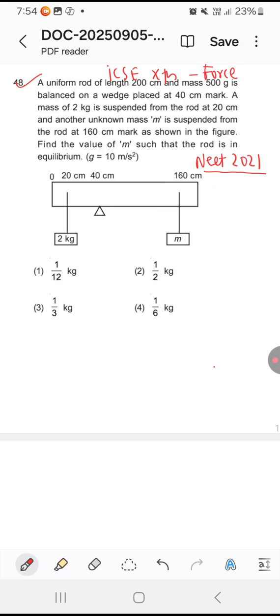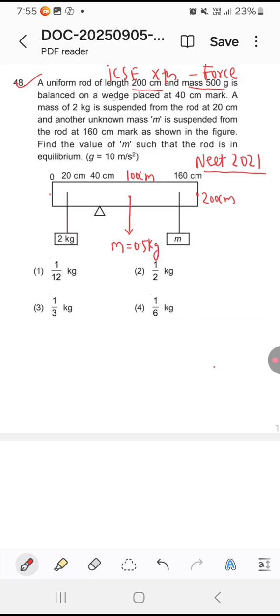Let me read. Uniform rod of length 200 centimeters. So length is 200 centimeter. This end will be at 200 centimeter. Uniform rod means center of gravity will be at the middle, that's at 100 centimeter. CG, center of gravity. Whole weight of the rule will act through this point, the center of gravity. Mass 500 gram means mass of the rule is 0.5 kg.